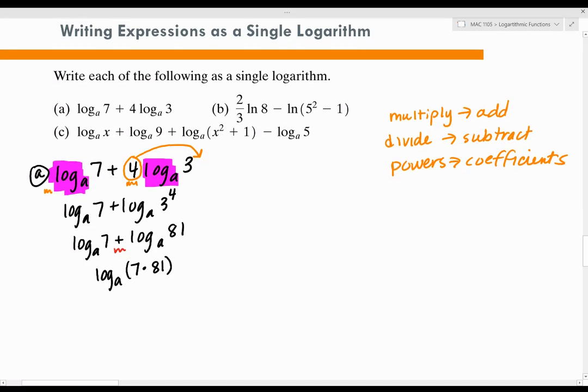7 times 81 is 567, okay? So that's our answer. Okay, we have one single log. All right, let's try B.